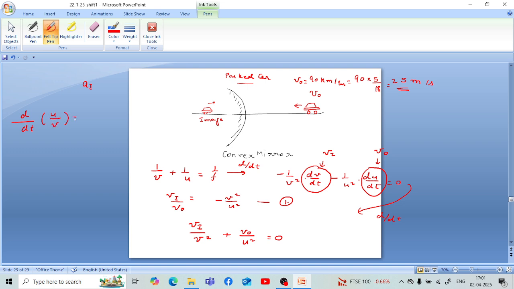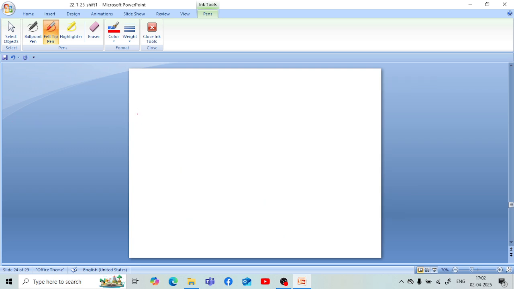For example, we have to find out d/dt of u/v. This formula is given by (v u' - u v')/v². This is the formula which is used for two different functions in the division form. Here u' is basically du/dt and v' is dv/dt. So we have to use this particular formula. Using this formula, this equation becomes v² dv_i/dt, and we can call dv_i/dt as a_i.